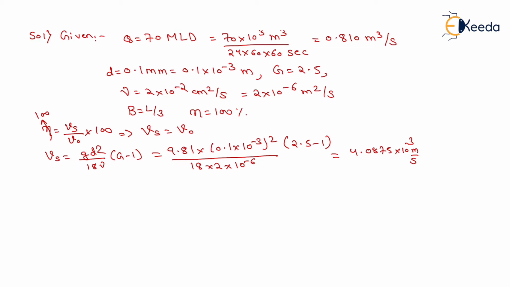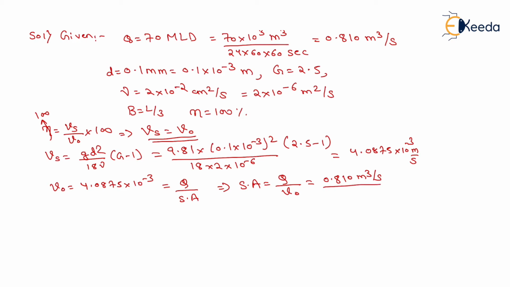Now settling velocity will be equivalent to the overflow rate or the loading rate. So V naught will be equal to 4.0875 into 10 to the power minus 3. Now V naught will be equal to discharge upon surface area. We have the value of discharge, so we calculate the surface area, which will be equal to discharge upon V naught. Discharge is 0.810 meter cube per second divided by 4.0875 into 10 to the power minus 3.